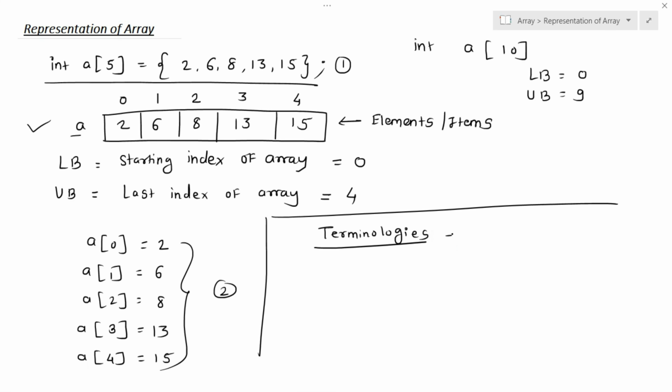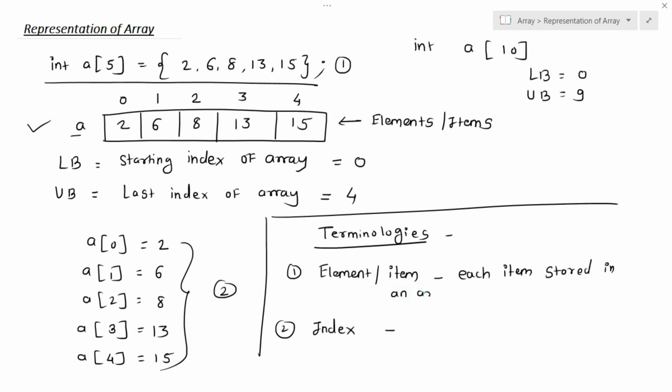Now there are two most important terminologies regarding arrays. The first one is element, or we can say item, and the second one is index. So what is meant by element and what is index? First, what is an element? Each item that is stored in an array is called an element. For example, in this example, the elements are 2, 6, 8, 13 and 15. These are the elements, or we can say items.